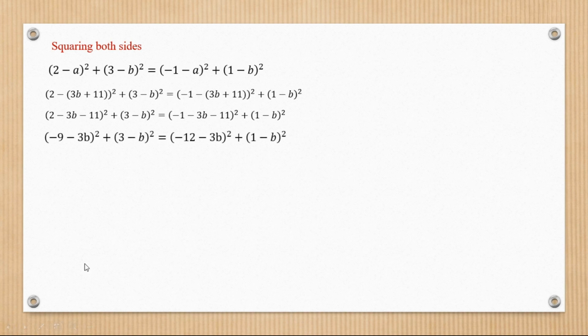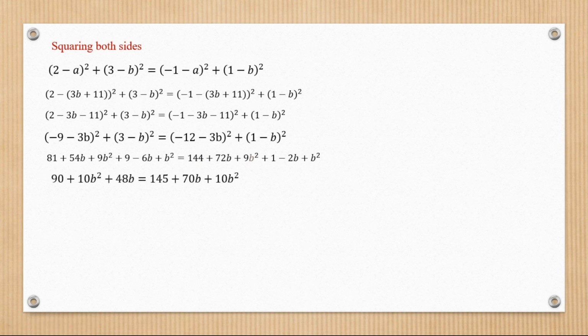So simplify this further. I can say 2 minus 11 will give me negative 9, and here negative 1 minus 11 will give me negative 12. So when I open brackets, this is what I'll have when I expand them. Then simplify this further, and I'll have it being equal to that. So next I can see that this 10b squared and this 10b squared cancel, and I'll be left with 90 plus 48b being equal to 145 plus 70b. So solve this further, collect like terms, and I'll have negative 22b being equal to 55. So b shall be equal to negative 55 over 22, of which b is equal to negative 5 over 2.